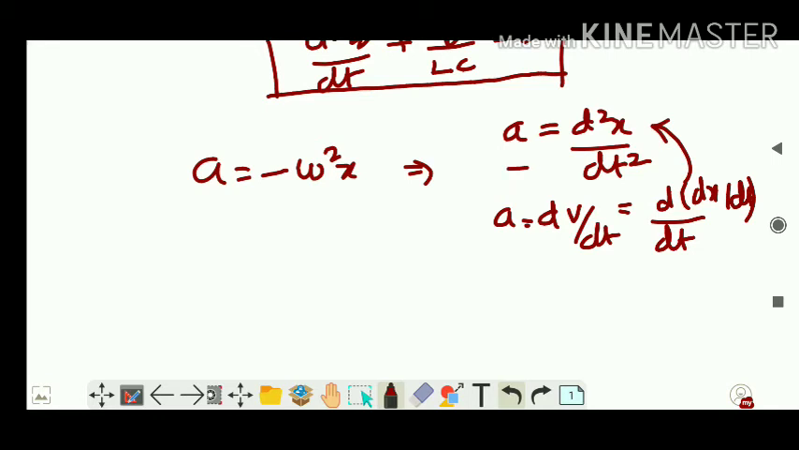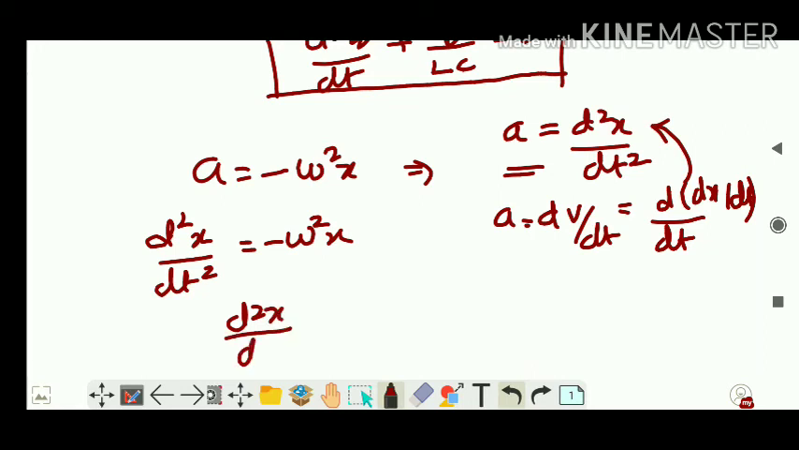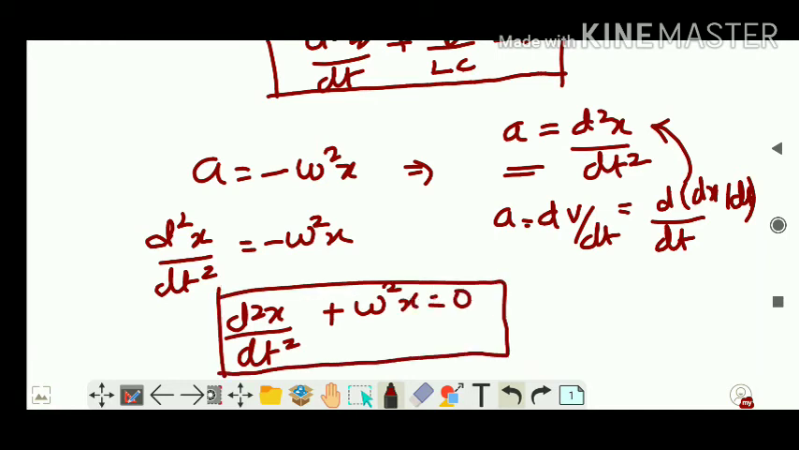Now I am going to represent this equation here. It becomes d squared x by dt squared is equal to minus omega squared x. Let's rearrange it so that it becomes d squared x by dt squared plus omega squared x is equal to 0. So you get an expression. That means this equation is based on this equation, that is, this is the acceleration for simple harmonic motion.